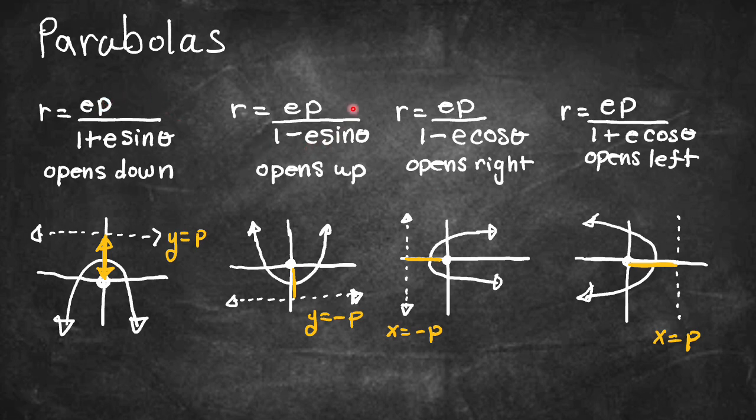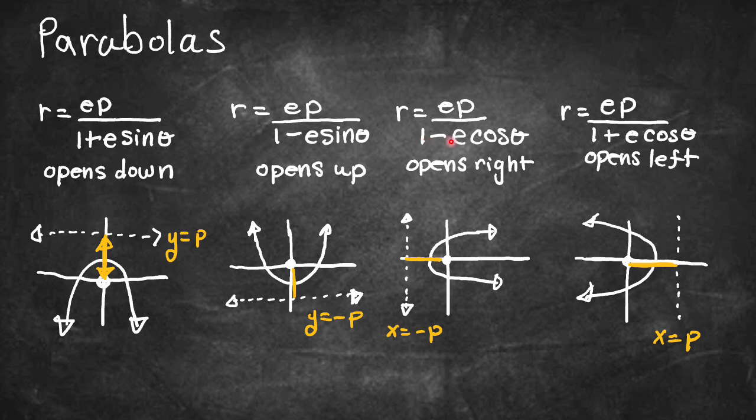Now, if we have the version of the polar equation where we have a minus e sine theta, then that's going to be that it opens up. My focus is going to be at the pole, and my parabola is going to come down where the vertex is below the pole, and our equation of the directrix will be y equals negative p because now we're below the x-axis.